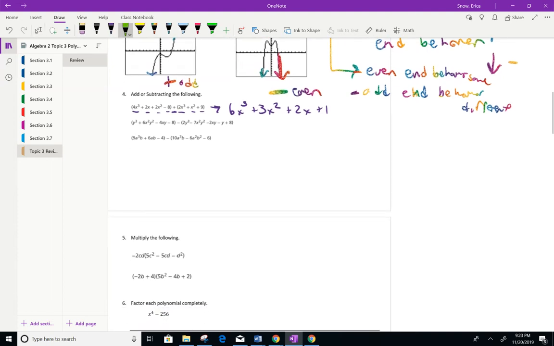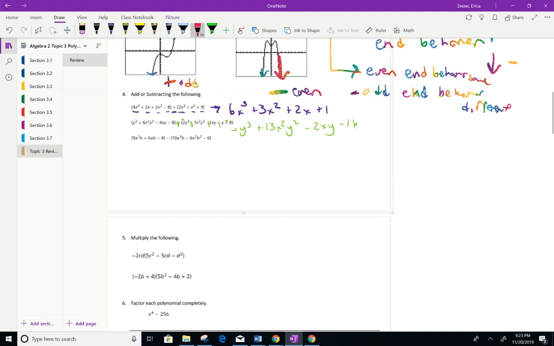This next one gets a little bit trickier. I'm going to start, because it's subtraction, we're going to change this to addition and then change all of our signs for everything inside. So now we have 2y cubed and -3y cubed is going to be -y cubed. 6x squared and 7x squared is 13x squared y squared. -4xy and 2xy is negative 2xy, and negative 8 and negative 8 is negative 16.